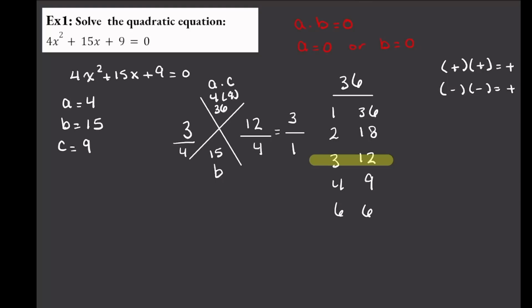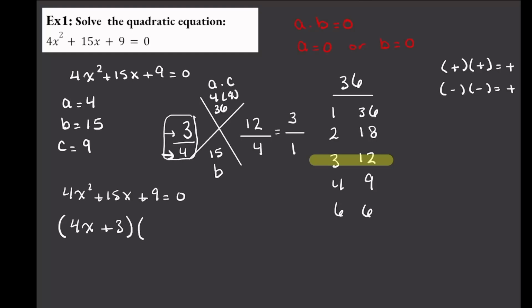After we do that step, we leave it as a fraction because the denominator of the fraction is what gets attached to the x in the factor, and the numerator is what gets added to the factor. So now here we have 4x squared plus 15x plus 9 is equal to 0. Our first factor is going to be 4x plus 3, where the 4 comes from the denominator.